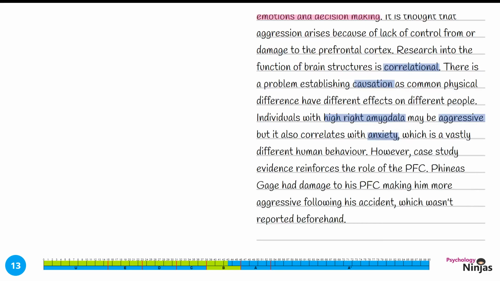However, case study evidence reinforces the role of the PFC. Phineas Gage had damage to his PFC, making him more aggressive following his accident, which wasn't reported beforehand. We've clearly linked our case study evidence back to our region of the brain that we've discussed, and we've talked about what happened with Phineas Gage.